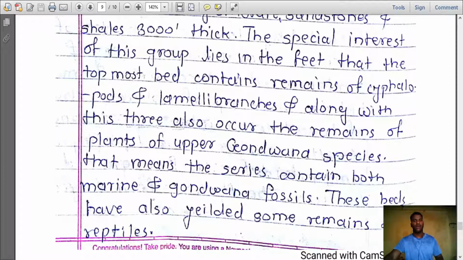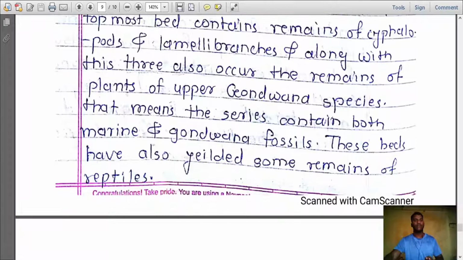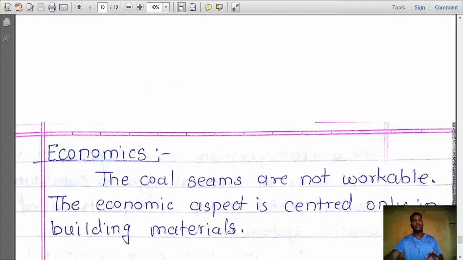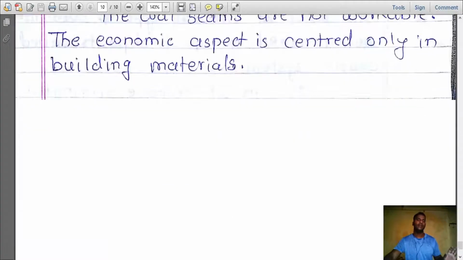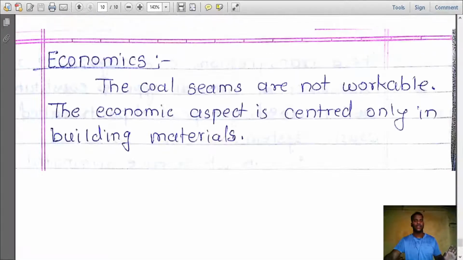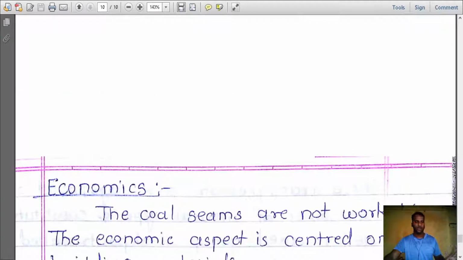These beds have also yielded some remains of reptiles. Then economics. The coal seams are not workable. The economic aspect is centered only in building material. This is about Upper Gondwana.